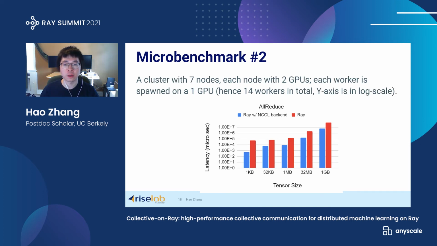For the second benchmark, we perform AllReduce communication across 14 processes, spawned on a cluster with 7 nodes, each with 2 GPUs, so that cross-node communication is required. Still, we observe a similar speedup, ranging from 10x up to 100x lower latency.